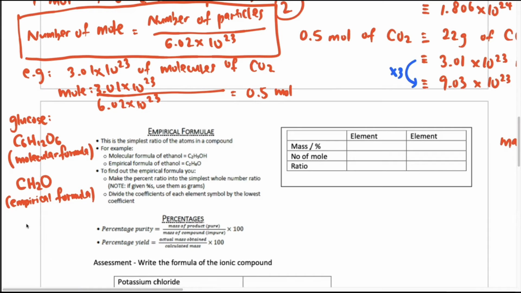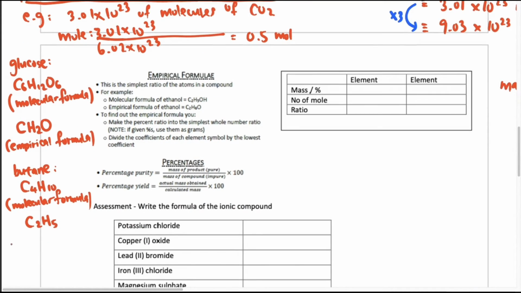Okay, so another example, let's say butane. So butane, the formula is C4H10. So this C4H10 is the actual formula, which is the molecular formula. Now we can simplify this. 4 and 10 can simplify to the ratio of 2 and 5. Divide by 2 for both numbers. So C2H5 is actually the empirical formula.